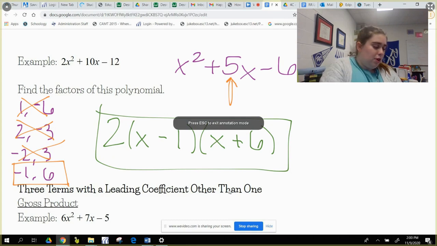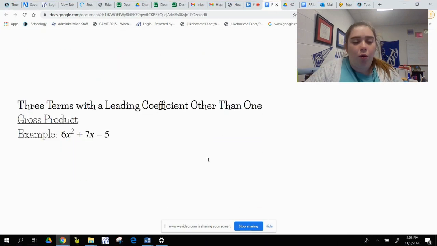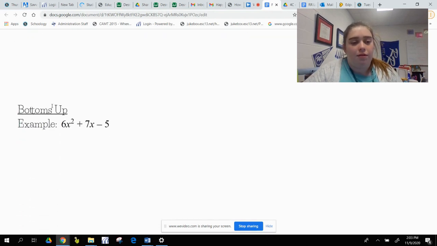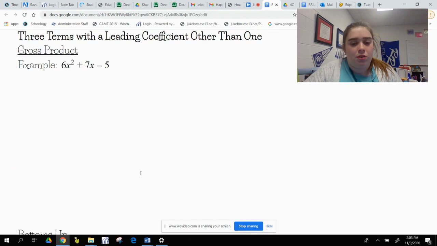So now we're going to move on to looking at how we factor a trinomial that has a leading coefficient other than 1. Okay, so we have 2 different methods. We have gross product, and then we have bottoms up right here. So we have 6x squared plus 7x minus 5. I'm going to go through the steps of how we do each of these, and I'll probably make a little note out to the side in words of what we're doing for each one.